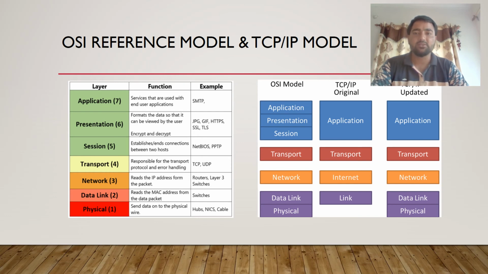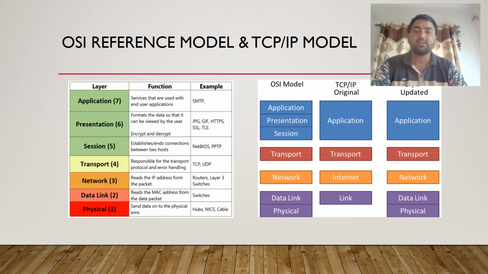The user is sitting at the application layer where they use various services and interfaces to interact with the system and do various activities. So the application layer provides the services that are used with the end user applications, for example, SMTP, simple mail transfer protocol. Presentation layer formats the data so that it can be viewed by the user. Also it provides encryption and decryption, and compression facilities too. For example, JPG, GIF, HTTPS, SSL, and TLS.